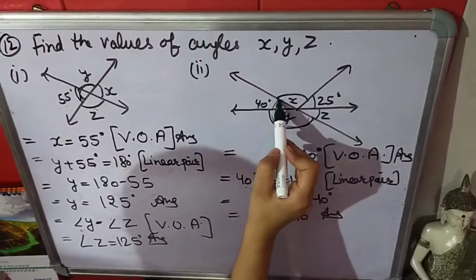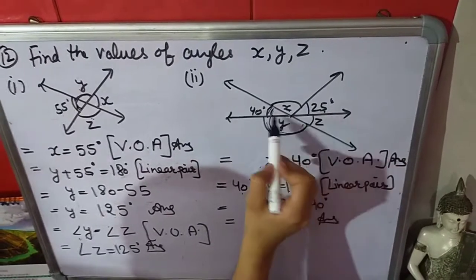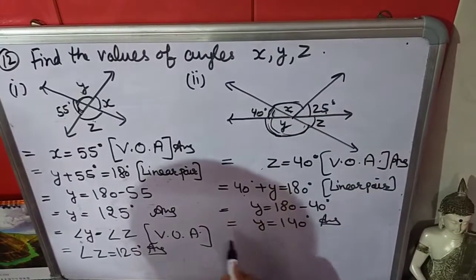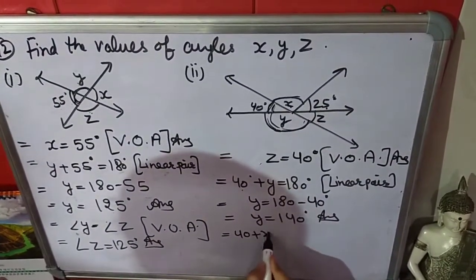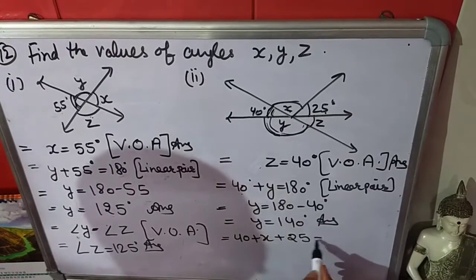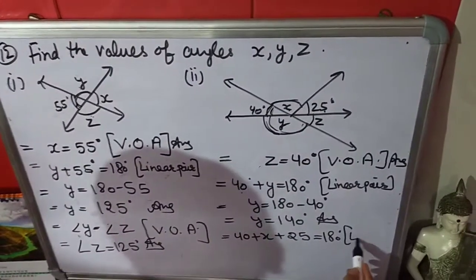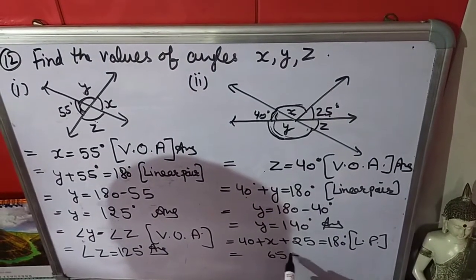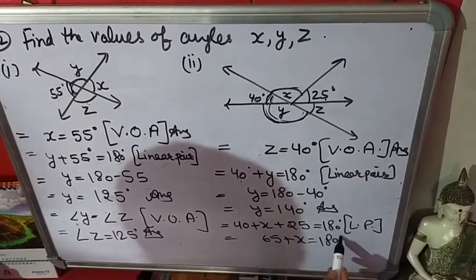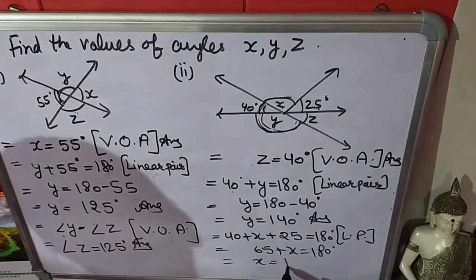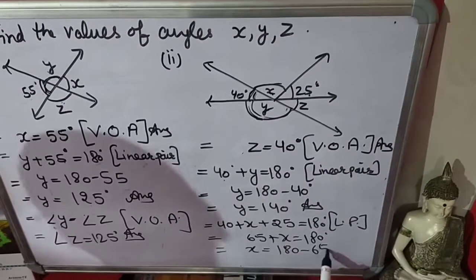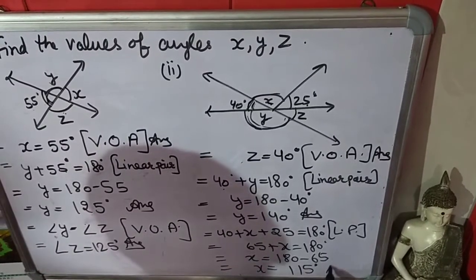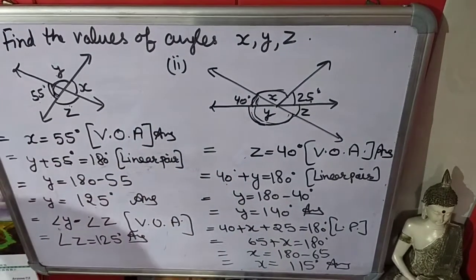Now look here, 40, x and 25. They are also making a linear pair because three angles are on a straight line. So we will write 40 plus x plus 25 is equal to 180 degrees. Reason is linear pair. 40 plus 25 is 65. Now subtract it. 180 minus 65, so x is equal to 115. This is the value of x.